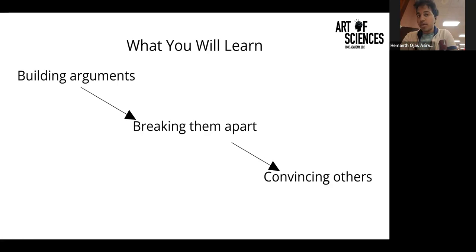So these are the three basic steps of what we'll try to cover. First, how do you make a good argument? How do you turn the jumble of thoughts in your head into something coherent and understandable to other people? Second, how do you deconstruct somebody else's argument? How do you find flaws in it? How do you find flaws in your own arguments, so you can improve them or change them if you think you were actually wrong?